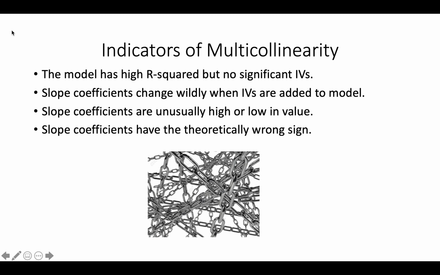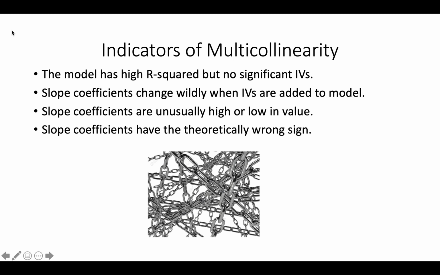Second, the slope coefficients of the independent variables change greatly in value when independent variables are either added to the model or dropped from the model. That's also a pretty significant indicator that there is multicollinearity, because the coefficients, in fact, are very unstable.